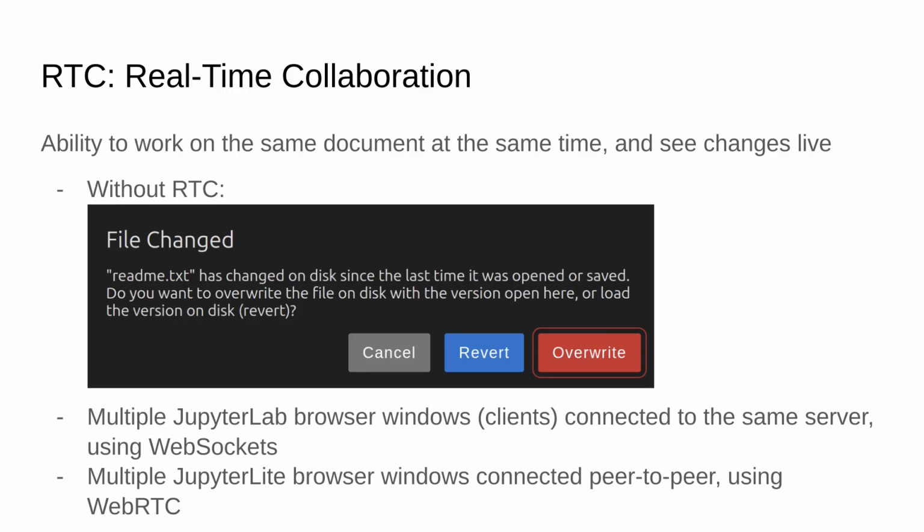So you will probably see very often the three letters RTC, and they stand for real-time collaboration. And what we mean by that is the ability to work on the same document at the same time and see changes live.